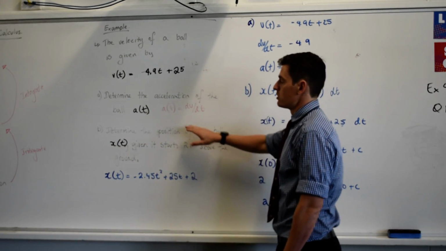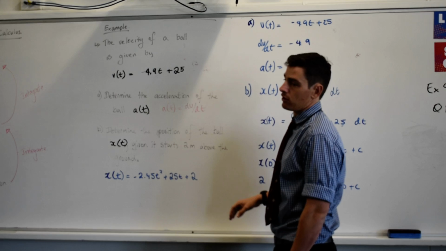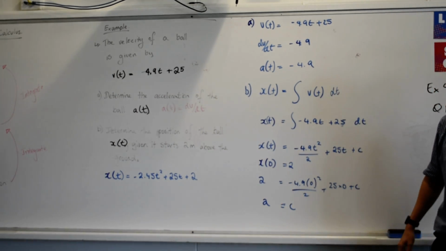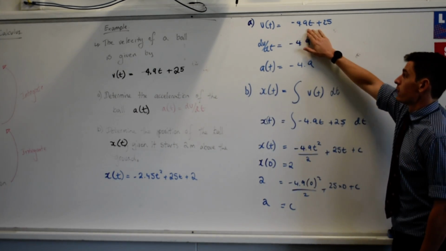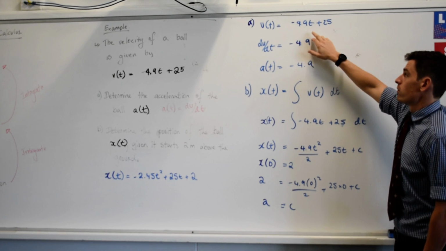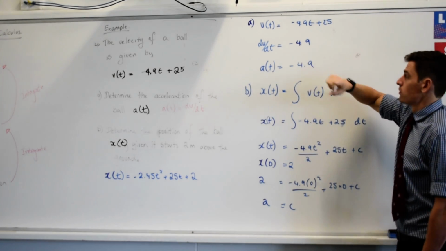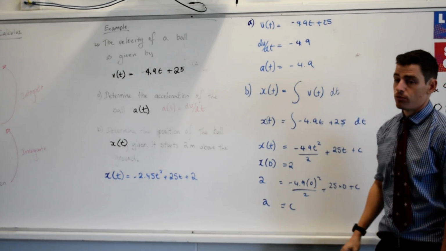Now remember that acceleration is equal to the derivative of our velocity function. So all we need to do is differentiate our velocity. That's our velocity function. Differentiate that. That goes away. We get rid of the t. It now becomes -4.9.